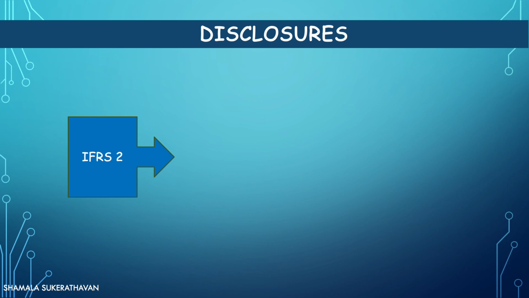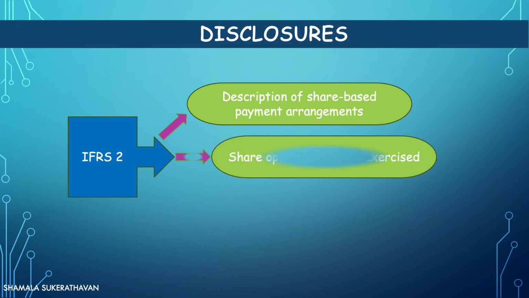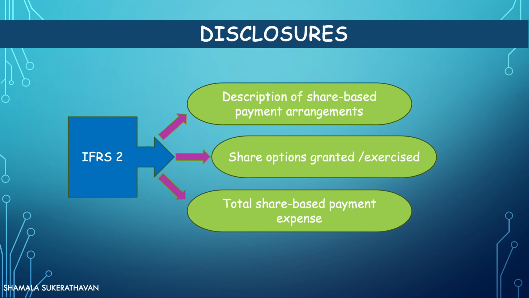IFRS 2 stipulates an entity shall disclose information that enables users of financial statements to understand the nature and extent of share-based payment arrangements that existed during the period. The main disclosures are: 1. Description of share-based arrangement. This should include disclosures that enable users to understand how fair value have been determined. 2. The number of share options granted and/or exercised during the period. 3. The total share-based payment expense.